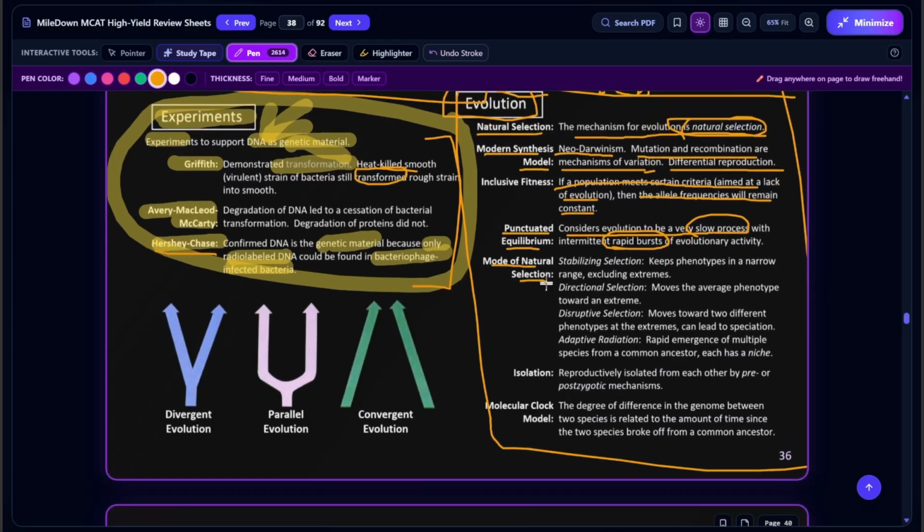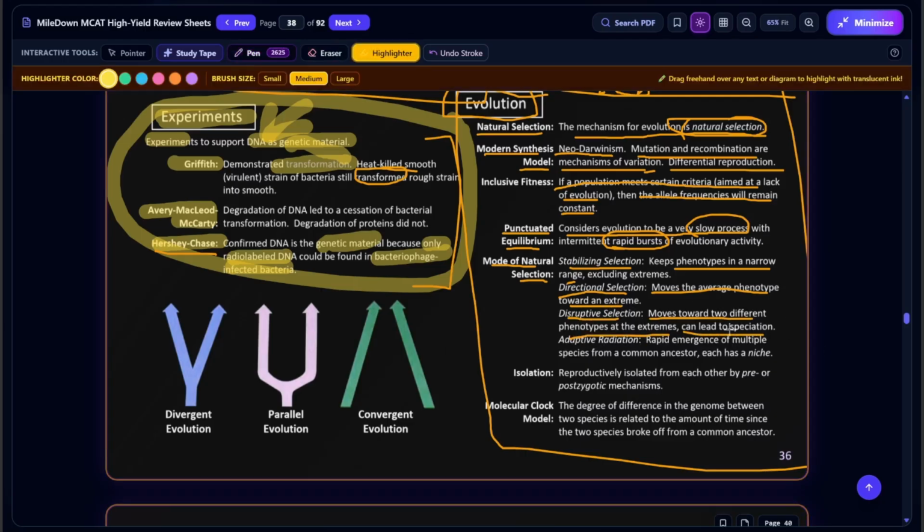Modes of natural selection: there can be stabilizing selection, which keeps phenotypes in a narrow range, so only people with blue eyes, kind of thing. Directional selection moves the average phenotype toward an extreme. Let's say the average was all brown eyes, and then the extreme would be blue eyes. Disruptive selection moves toward two different phenotypes at the extremes and can lead to speciation.